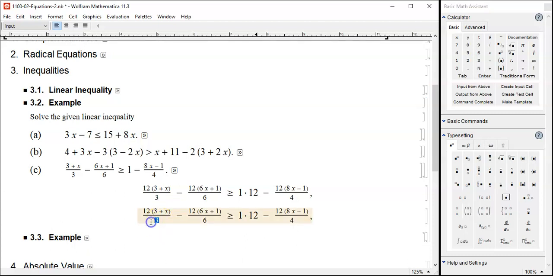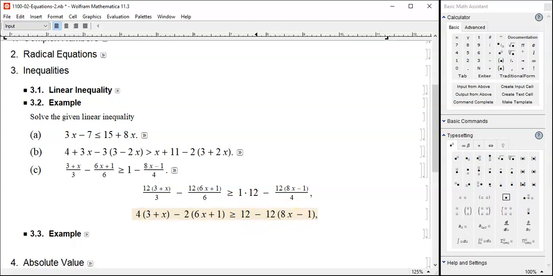Denominator first. Divide by 3. 12 over 3 is 4. Next, 12 over 6 is 2. 1 times 12 is 12. 12 over 4 is 3. So here we go. We got the same equation, now no denominator, just parentheses.